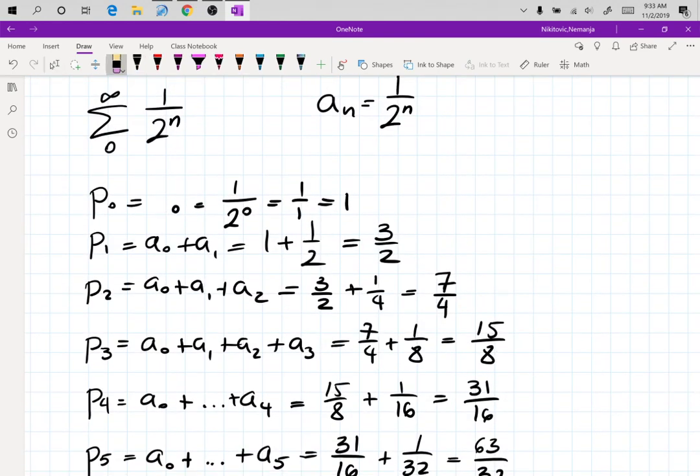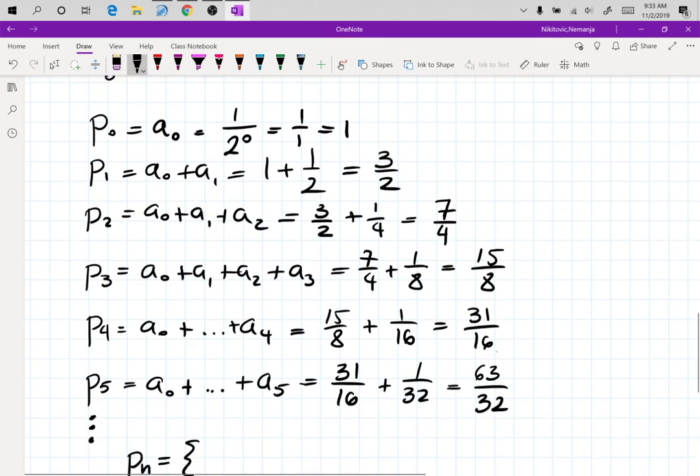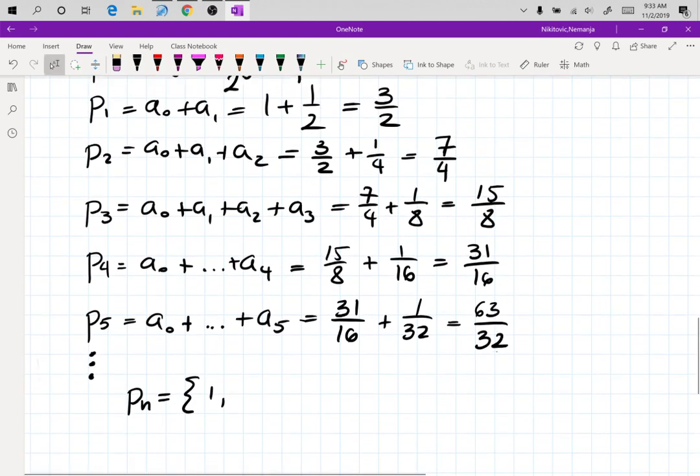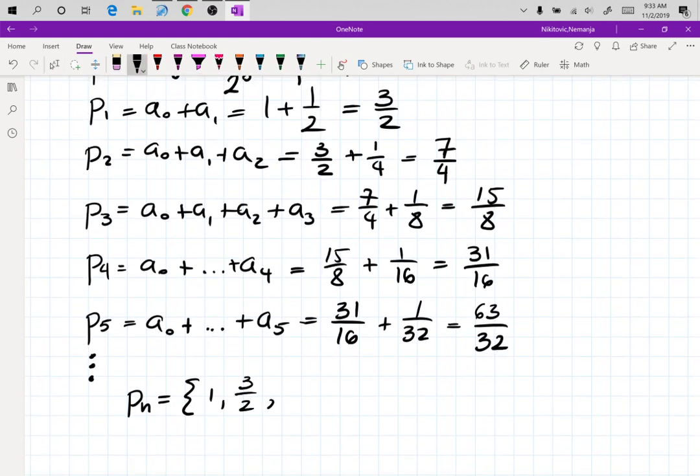All right. So now the first term is 1. The second term is 3/2. The next term is 7/4. The next term is 15/8. Then it's 31/16. Then it's 63/32.